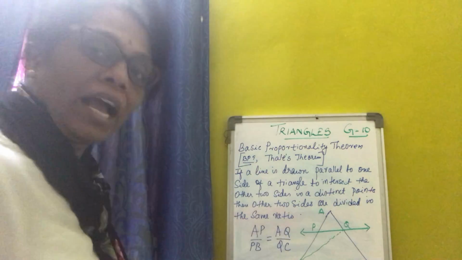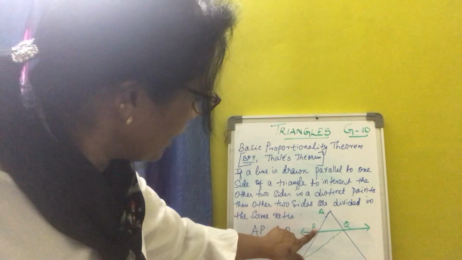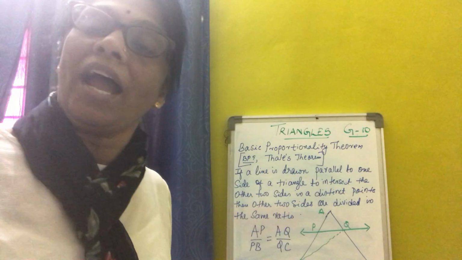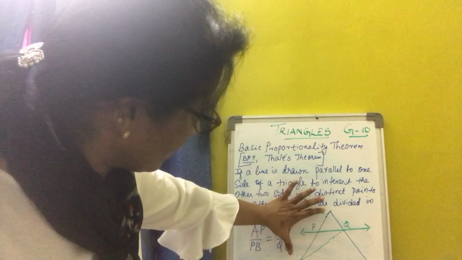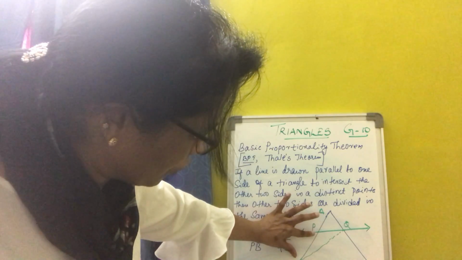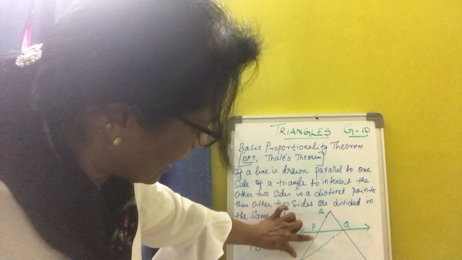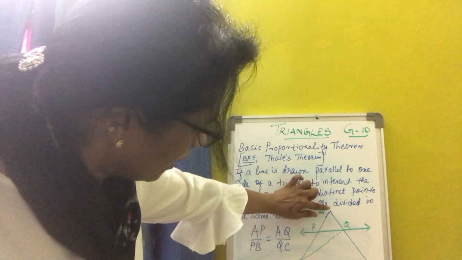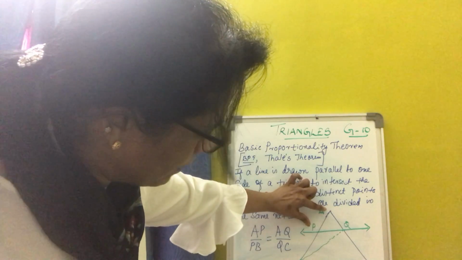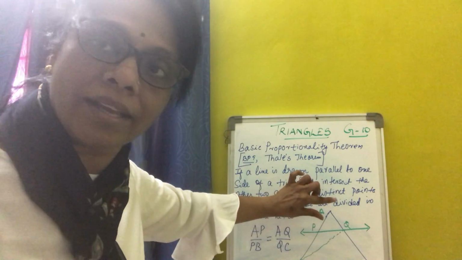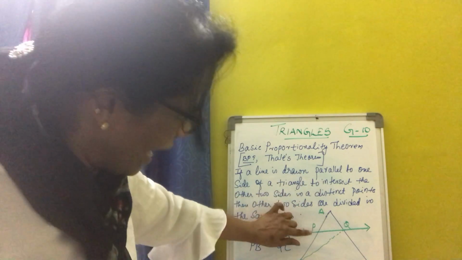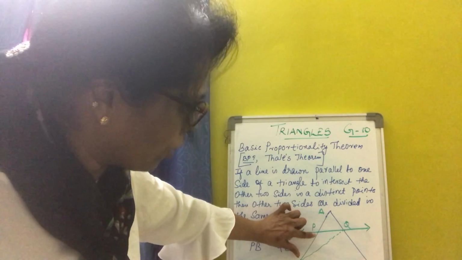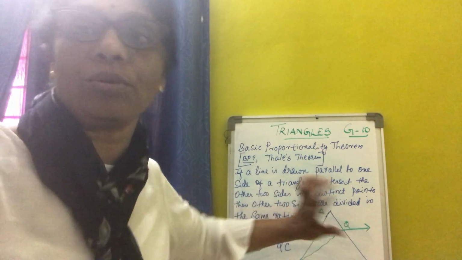Now I got a triangle BPQ. It consists of the side PB as one side of the triangle. And there is the triangle APQ. In the triangle APQ, AP is one side of the triangle. AP is one side of the triangle APQ, and PB is one side of the triangle BPQ.